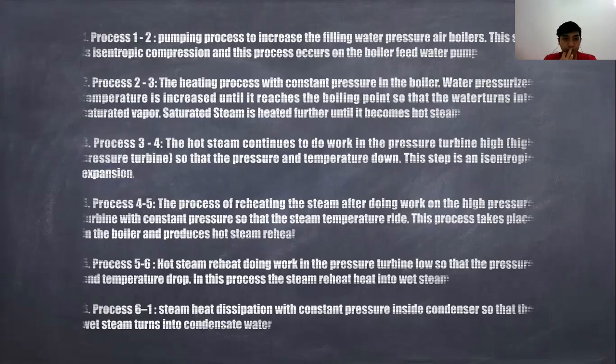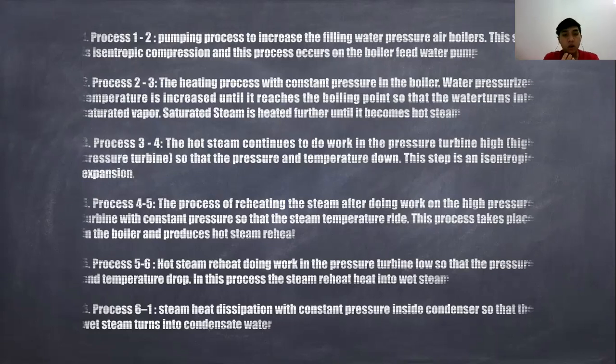Third, the hot steam does work in the high pressure turbine so that the pressure and temperature go down. This step is an isentropic expansion. Fourth, the process of reheating the steam after doing work in the high pressure turbine, at constant pressure so that the steam temperature rises. This process takes place in the boiler and produces hot reheat steam.